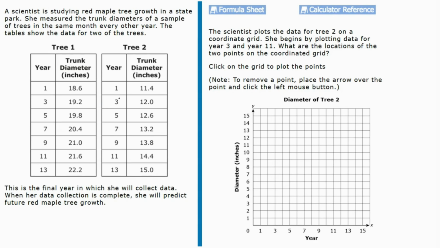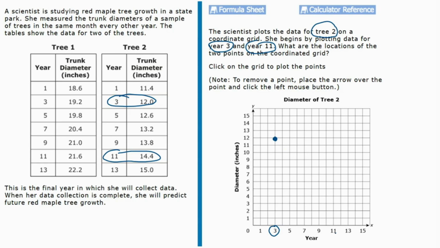So year 3 for tree 2. So this is tree 2 and year 3, year 11. So tree 2 is this one, year 3 is going to be this one, and year 11 is going to be this one. So these are the coordinates that you have to plot in the graph. So year 3 is going to be 12. So you are going to choose year 3 here and see the corresponding value in the diameter. That is going to be this one. So 12. So you will plot over here.